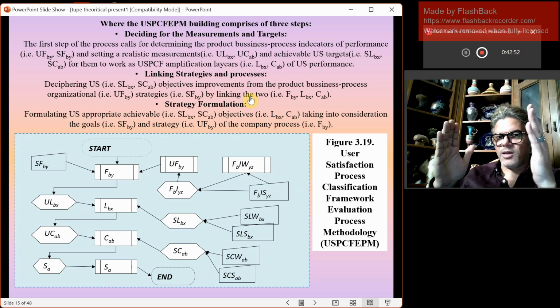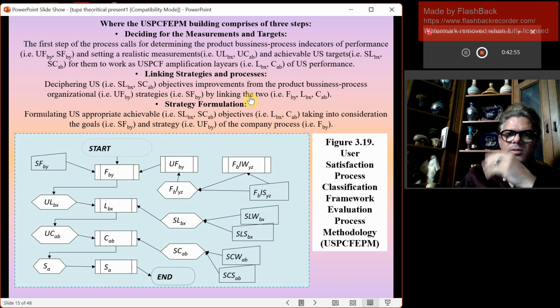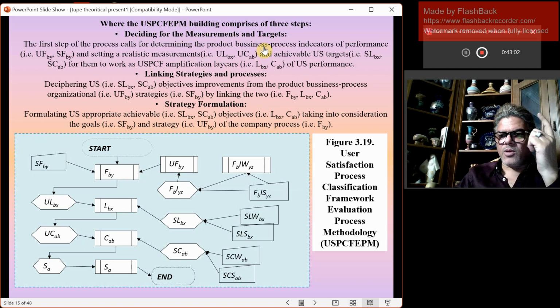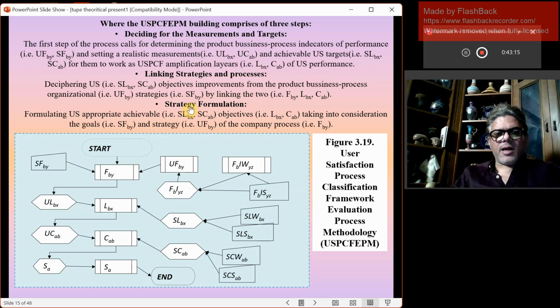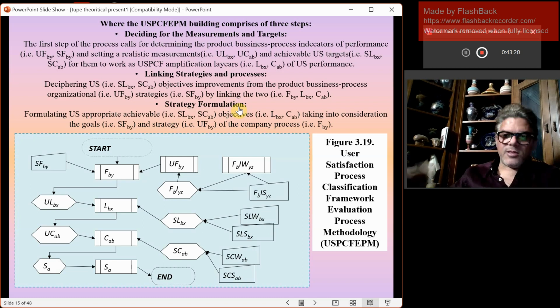So now I can link them together. I can decide the measurements and targets for the business or the product or the user. And then I can link their strategies, the strategies of any satisfaction, with the actual linear progression of day-to-day operations. And then I can have a strategy formulation for what? For syntax or semantics. So I can have a strategy for the satisfaction formulation.